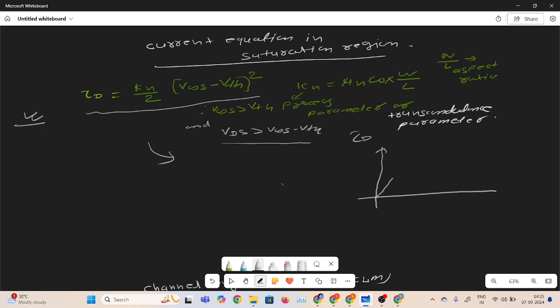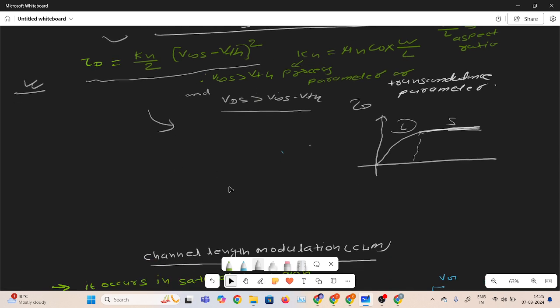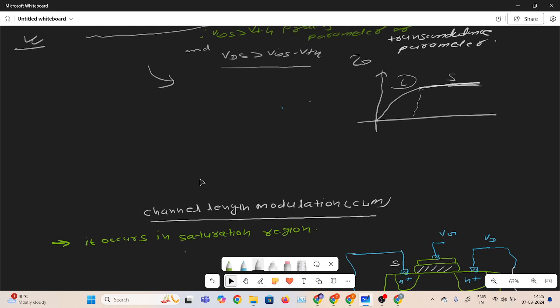This is the linear region up to here, and this is the saturation region. I already explained in the previous video that the current will be constant in the saturation region. But practically this does not happen in reality, because of the channel length modulation parameter. Due to the channel length modulation, the current is not constant in the saturation region, so here I will discuss channel length modulation.